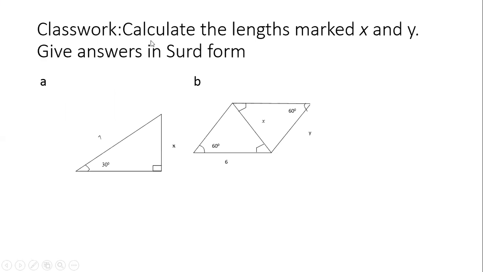So we have this as our class work. Calculate the length marked x and y. Give answer in short form. The first triangle has 30 degrees, 7, which is the hypotenuse, facing angle 90, then the opposite. So you consider which of the three ratios you are going to use. The second one is angle 60 degrees, you have 90, so this is the hypotenuse, x is the opposite, and this is the adjacent. The second one is 90, so this is the hypotenuse, y, and opposite is x. So you consider which of the three ratios you are using for that.